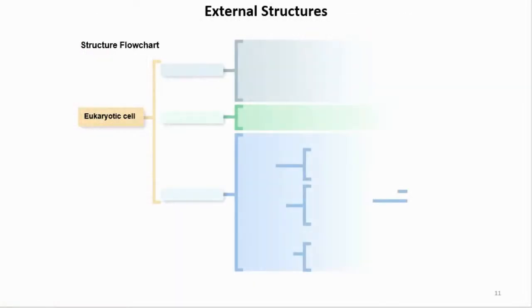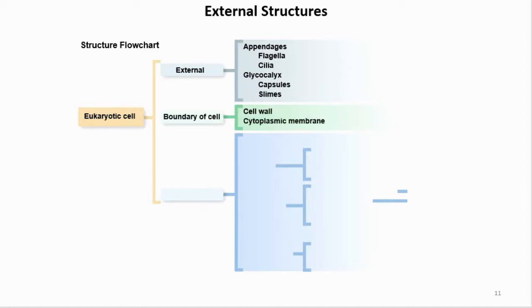So let's diagram out with this fancy flowchart here. Eukaryotic cell. So on the outside, they might have appendages, which would be in the form of flagella and cilia. Microorganisms might have a glycocalyx, which could form a capsule or a slime. This should be familiar to you. The outside of the cell is definitely going to have a cell membrane, and it might have a cell wall. They don't all. Inside the cell, they're all going to have a cytoplasm.